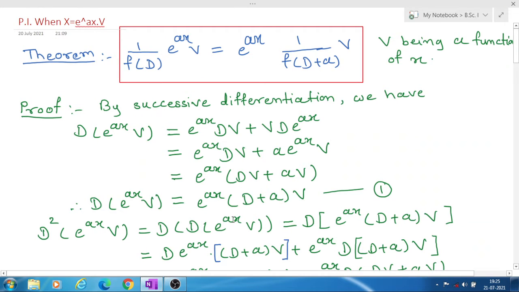Today we see how to find the particular integral when capital X is equal to e raised to ax into v, where v is any function of x.